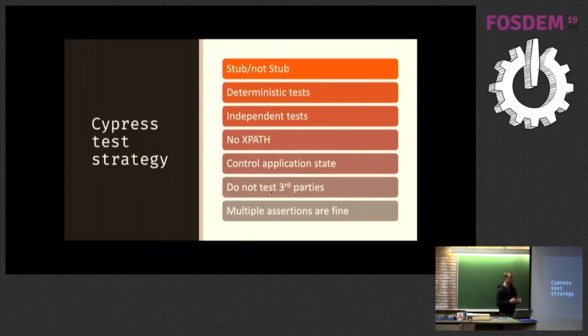Tests should be deterministic, which means that you should never have conditions in your test. It means that you don't know what you're doing if you're expecting, in some cases, element A or element B to be present. That means that you do not control your application state, and Cypress allows you to control application state completely.